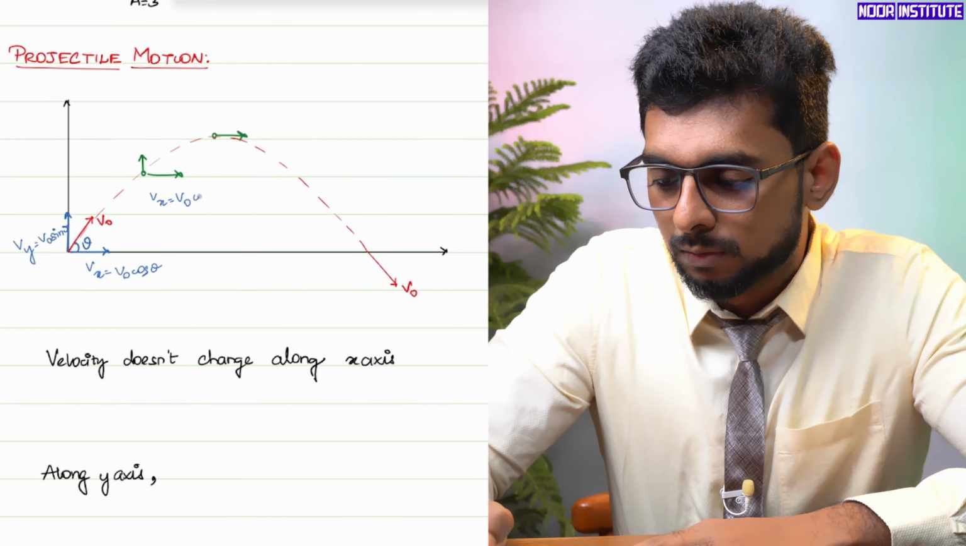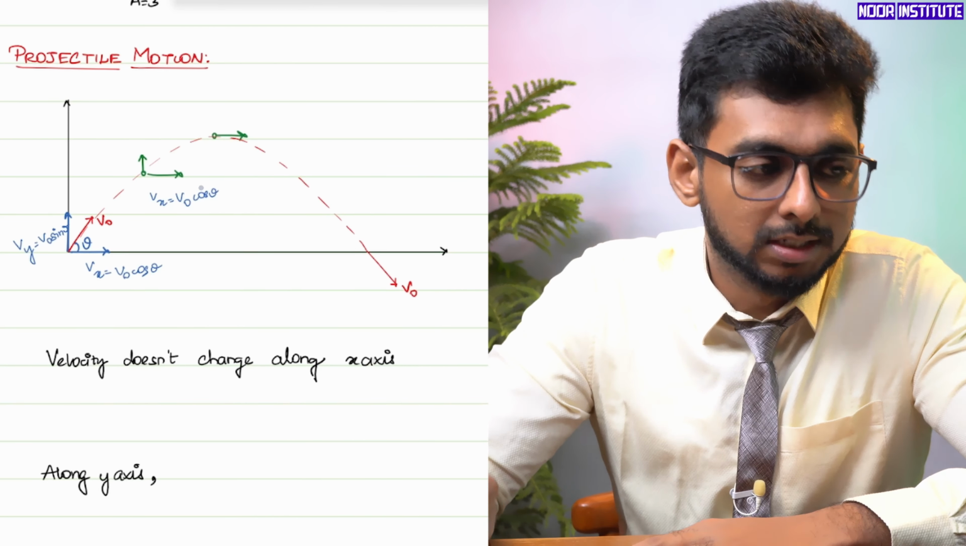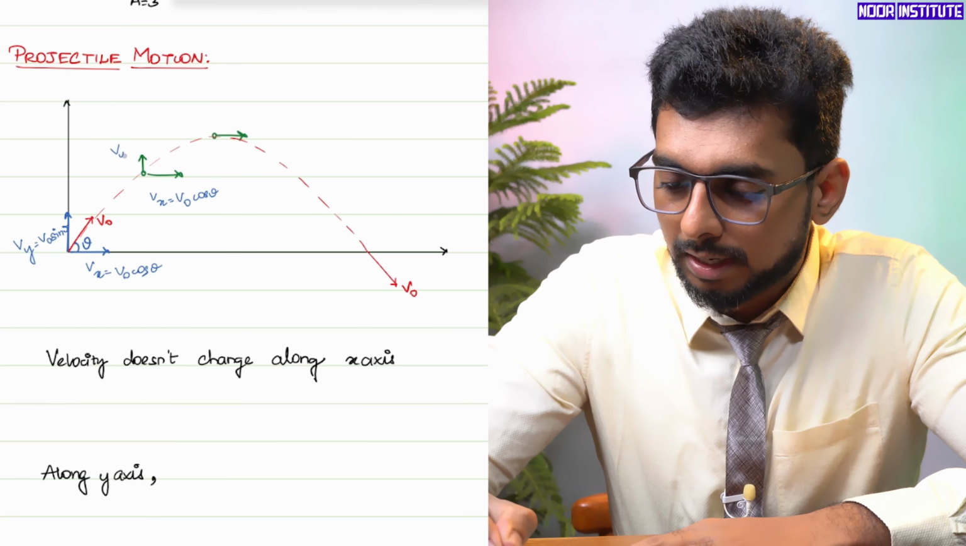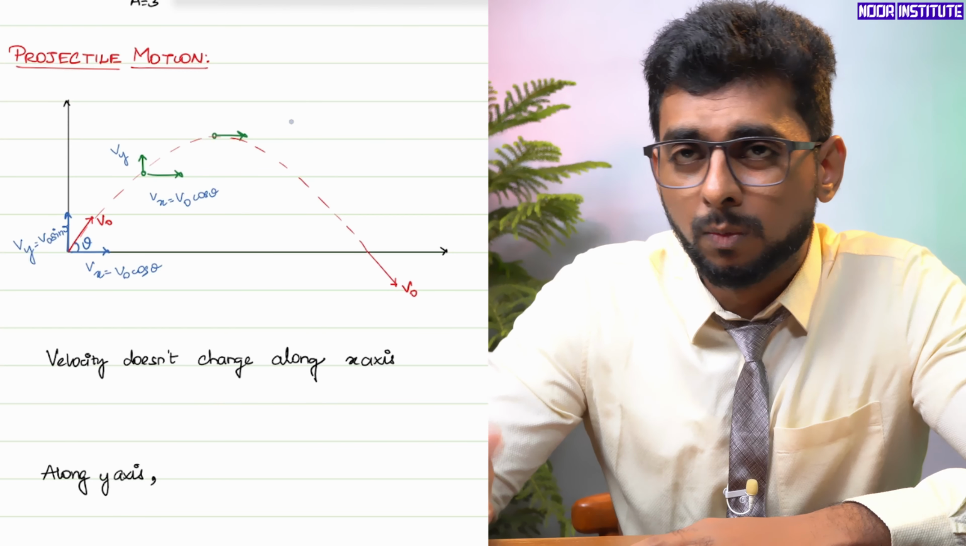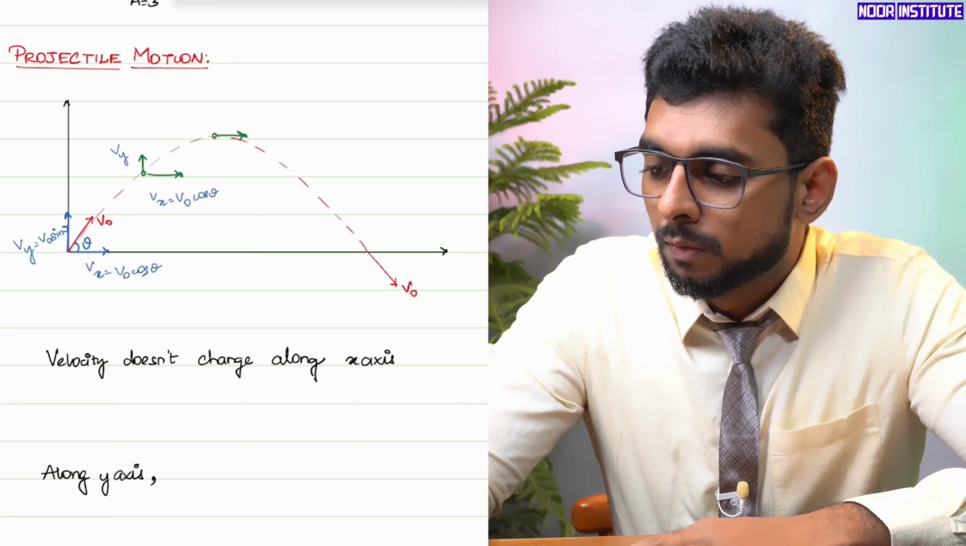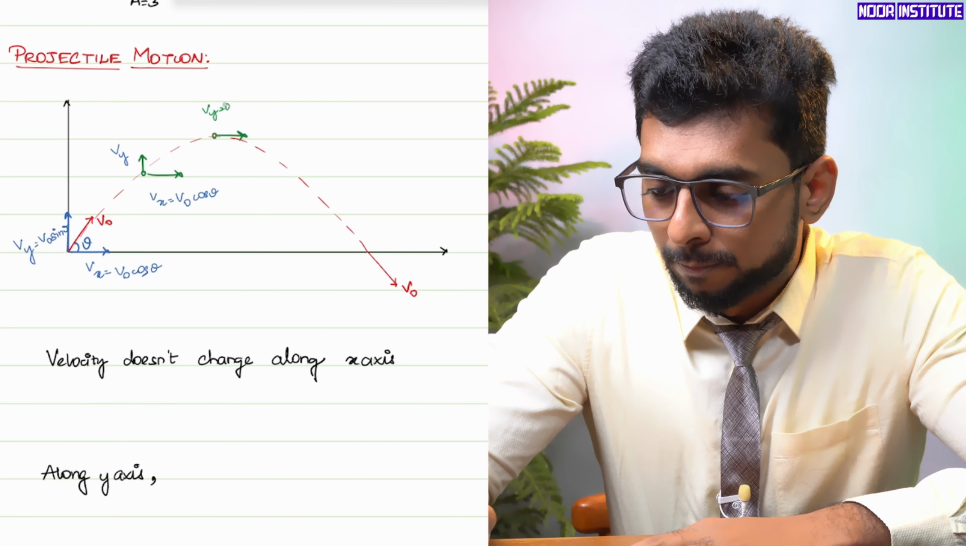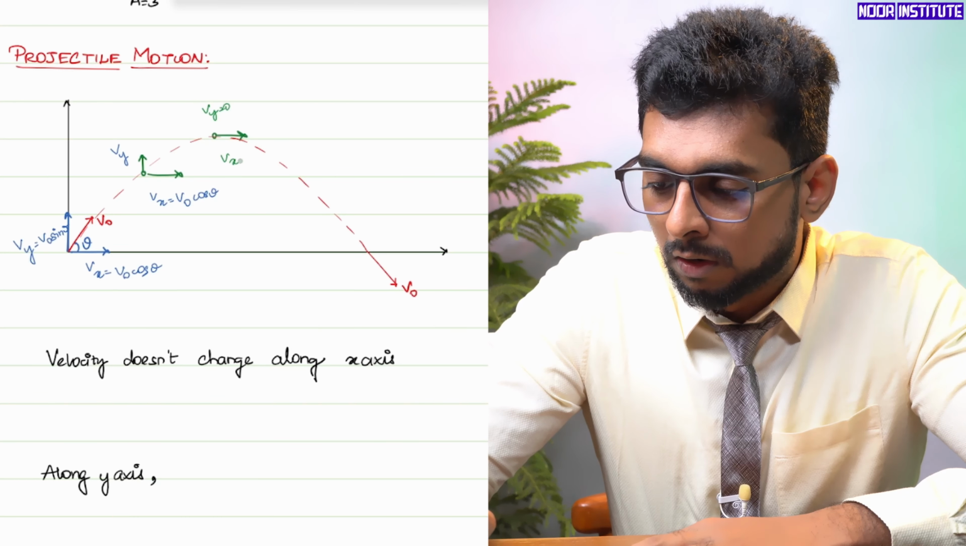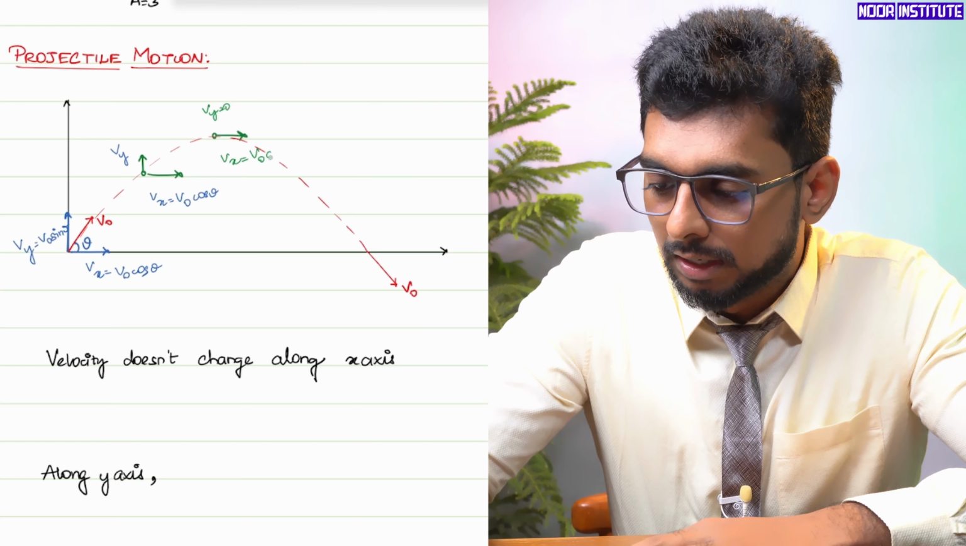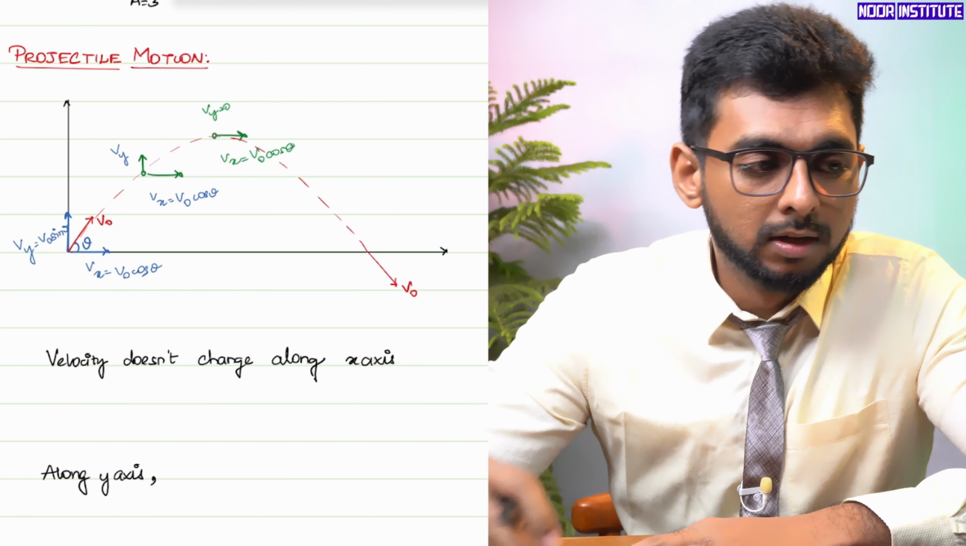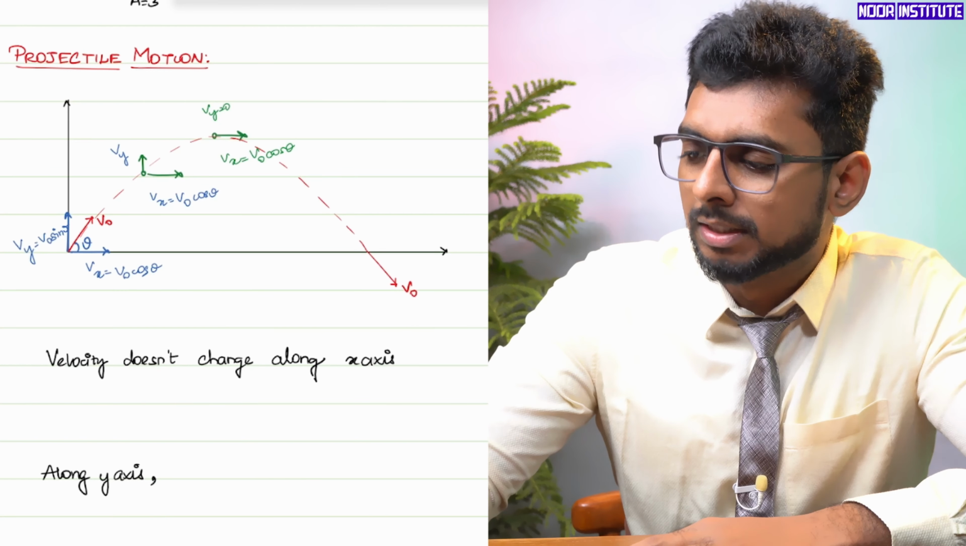So you'll have vx, which is v naught cosine theta, at every instant, but that's not the case with vy. It will change at every instant. When it reaches its topmost point, velocity along the y becomes zero, whereas velocity along the x is still the same, v naught cosine theta. This is something that you need to know.